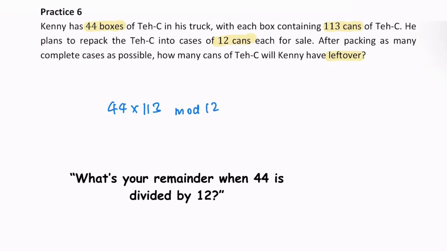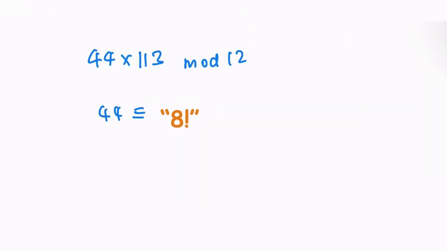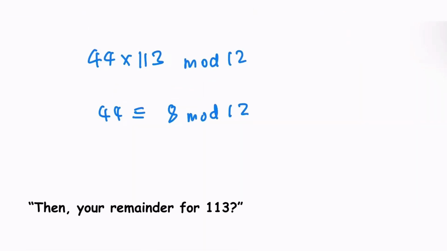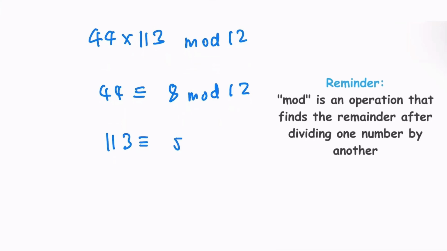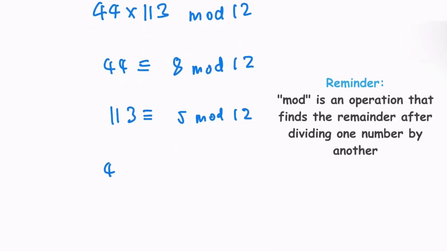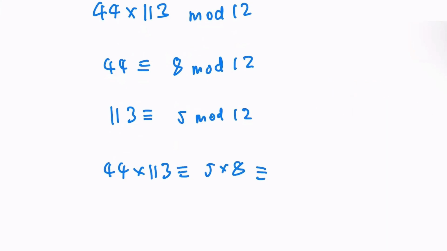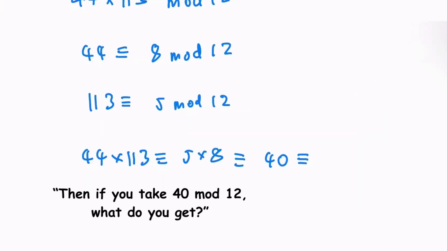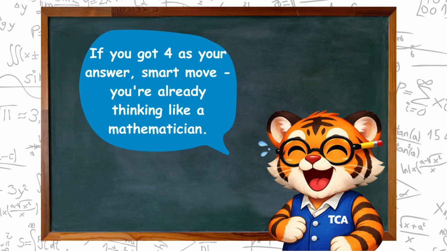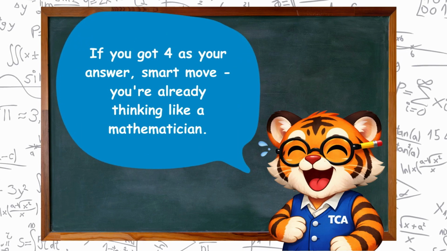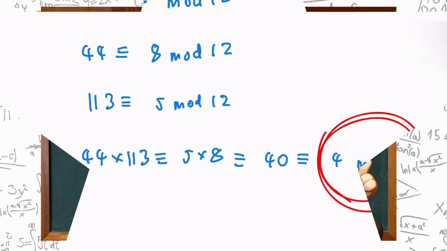What's your remainder when 44 is divided by 12? 8. Correct. Then your remainder for 113? 5. Correct. So far so good. 5 mod 12. Then if I multiply them together, what would you write this as? 40, right? 5 times 8 is 40. Then if you take 40 mod 12, what do you get? 4. Yeah, correct. That's your answer. If you got 4 as your answer, smart move. You're already thinking like a mathematician.